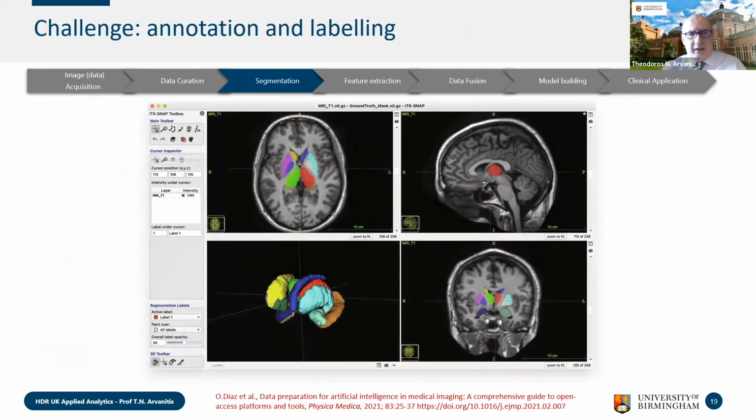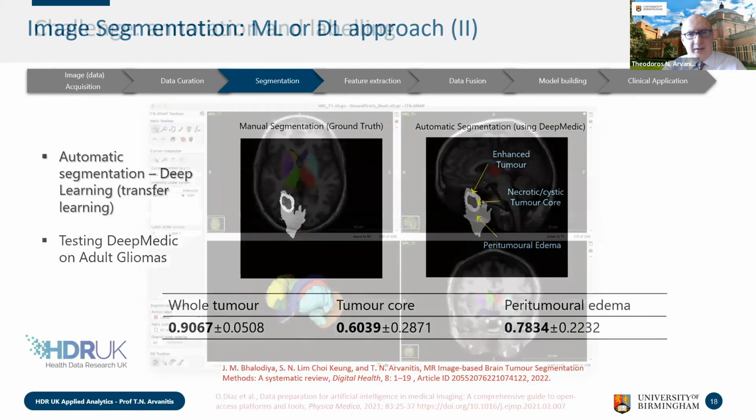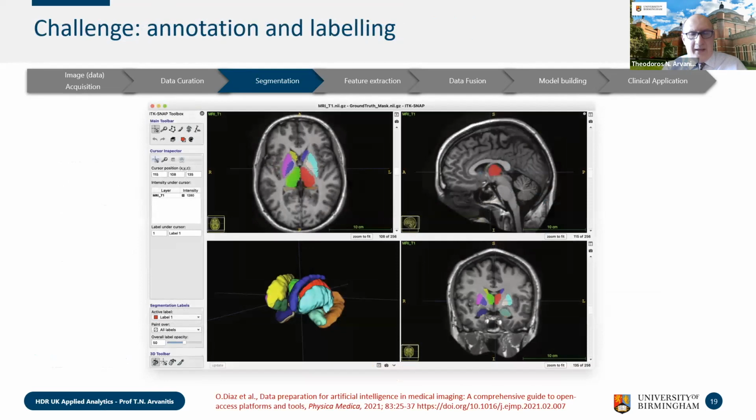Of course, the ground truth is very important, and a lot of the effort is about annotating and labeling the particular parts of the brain we're looking at. And of course, this is an ongoing effort for the work that is happening as part of the radiomic pipeline.